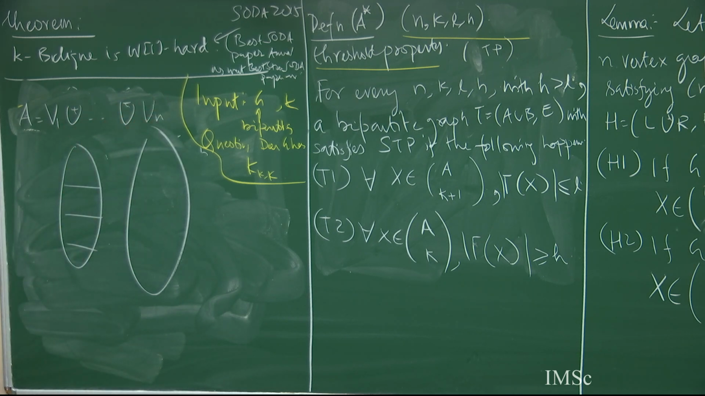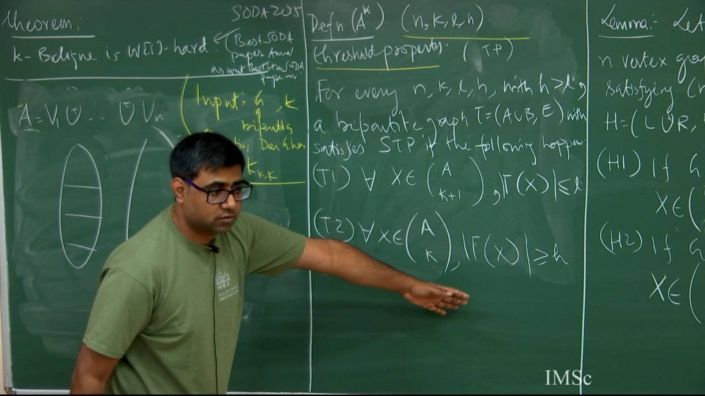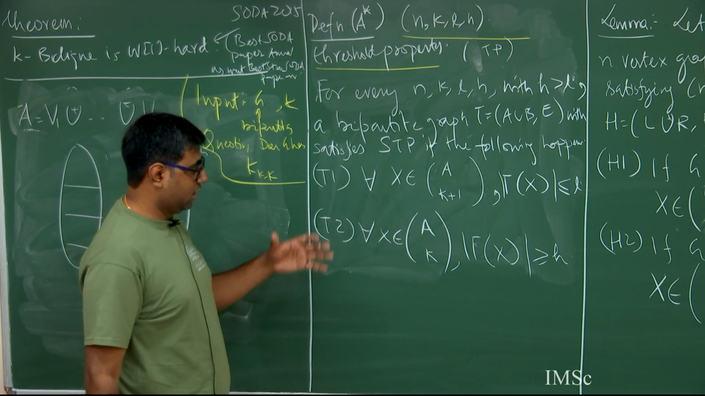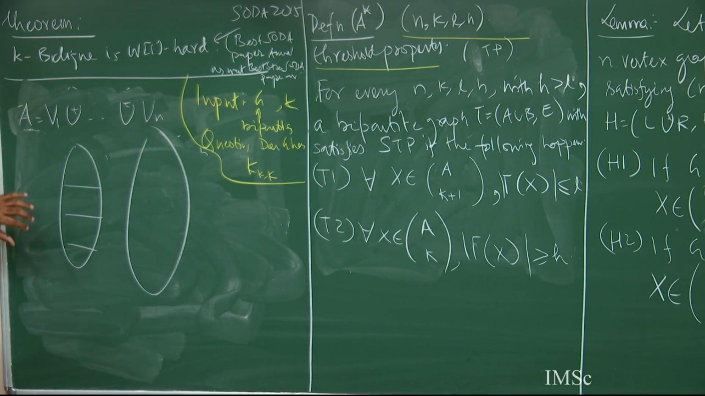So somehow we will superimpose this. A will be divided into this and we will demand that I don't care that for all x in A choose k this happens. But we will demand a little bit less. We will say for every k sized index, V1 to Vn, now I will have a notion of an index I, a subset of n choose k.